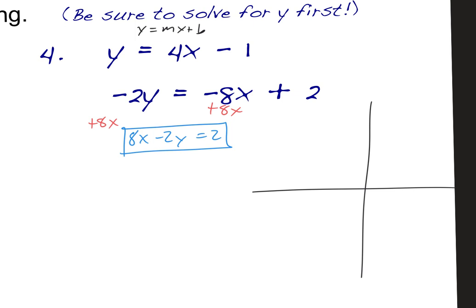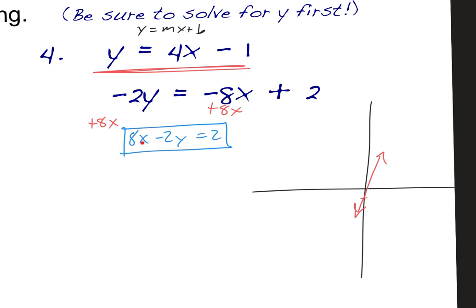If I do this one, let's do this one in red. Okay, my y-intercept is -1 and my slope is +4, so it's going to look something like that. All right. Now let's graph this one in blue by the intercepts, right?